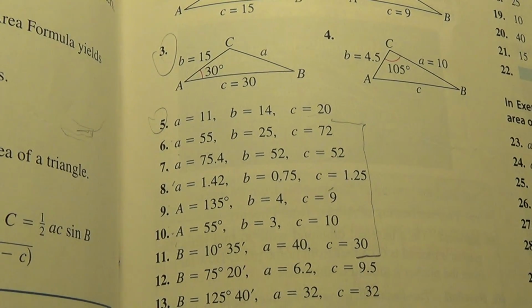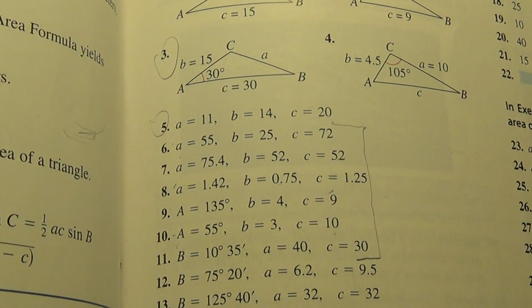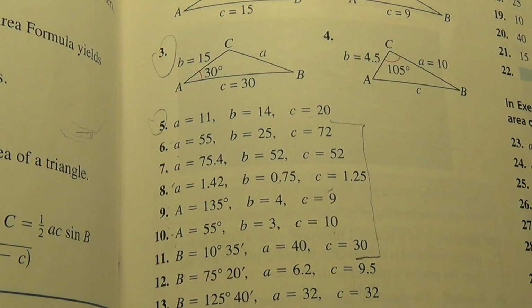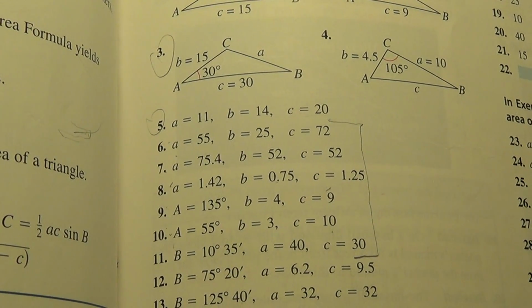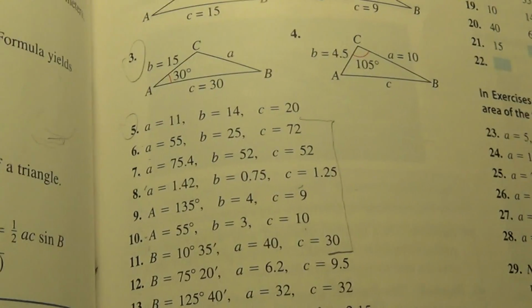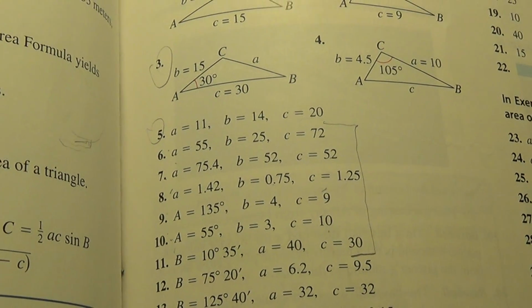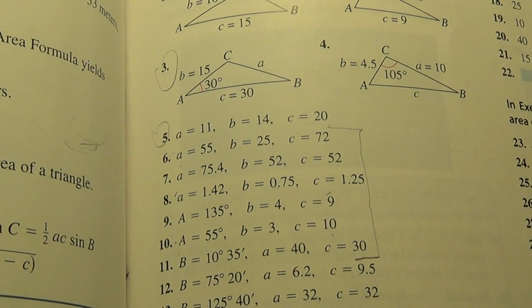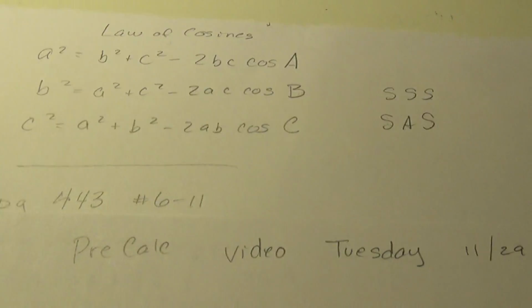And now if you don't have your book, you have all the problems right in front of you. Just jot them down and catch up. We need to all be finished with our law of cosines work so we can move on. All right, so with that, let's go ahead and go on to the next topic.